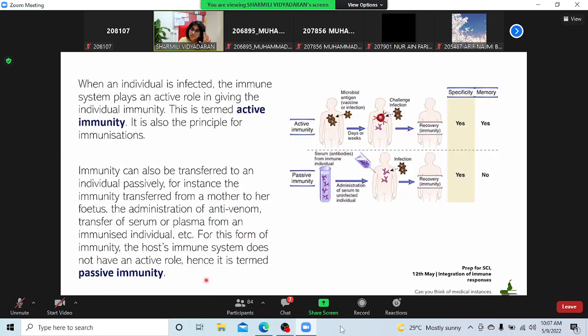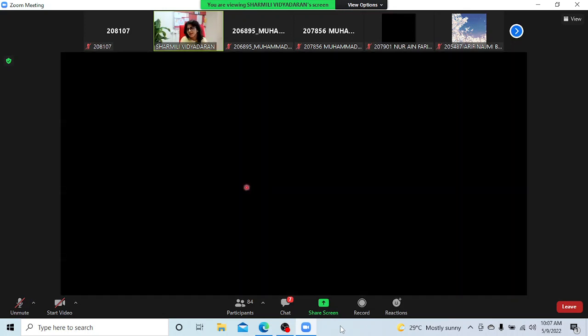Another way to think about immunity is active immunity and passive immunity. Active immunity is this: for it to work, you need an actual functioning immune system. For example, if I get infected with a virus, any immune response that I have is active. It's an active response because my immune system needs to be active and respond.